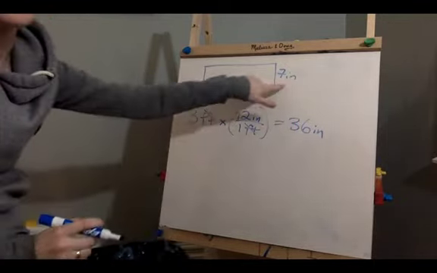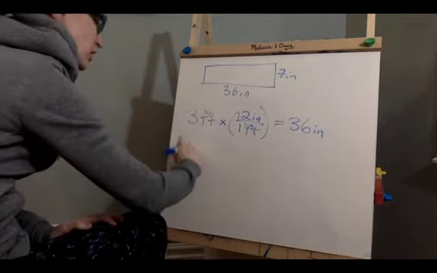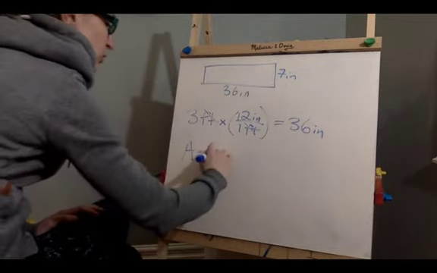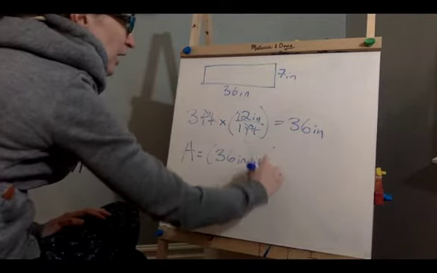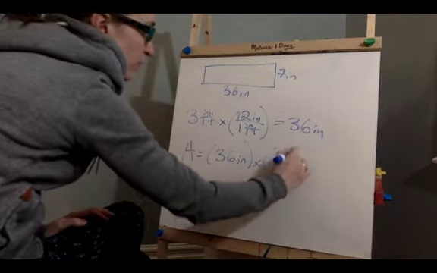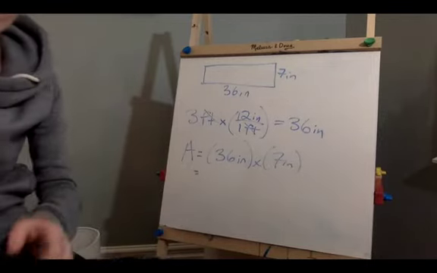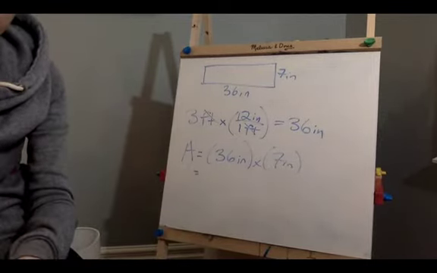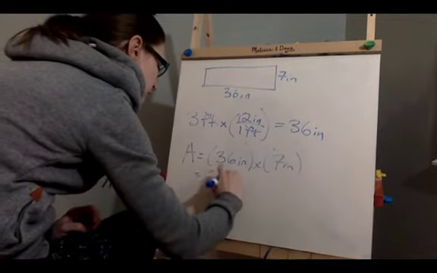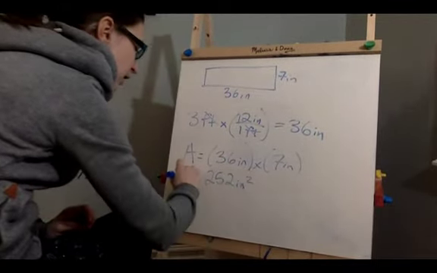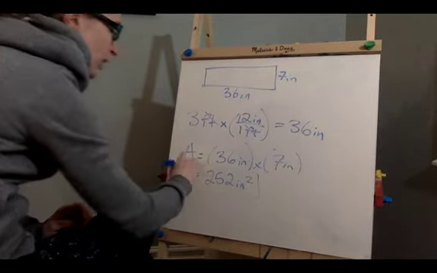Now that these are in the same units, I can do my area calculation. Area is equal to my base, which is 36 inches, times my height, which is 7 inches. And then 36 times 7 gives me 252 inches squared. So there's my area in square inches.